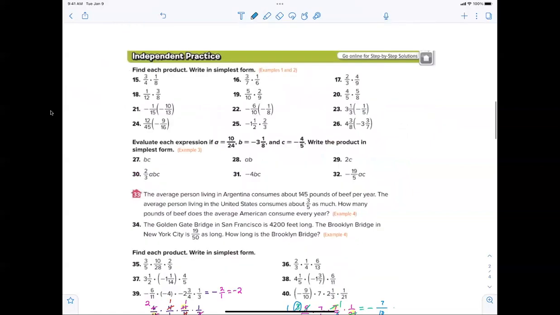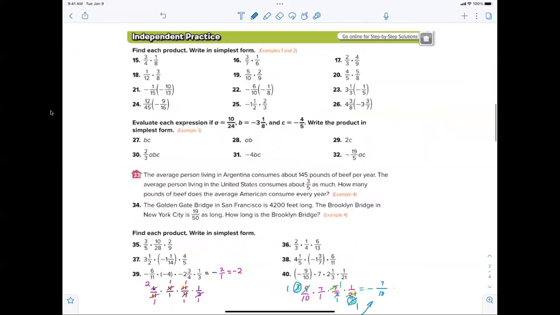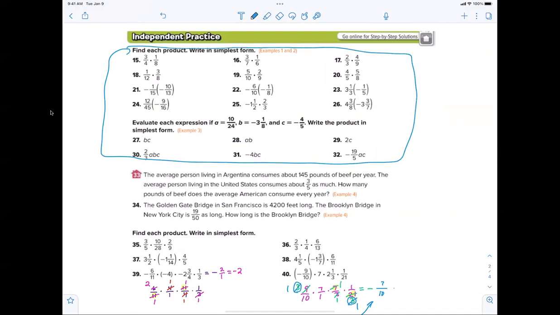So again, you're responsible for now 15 through 32. You don't do word problems. Do not do word problems. 15 through 32, and then 35 through 38, because we did 39 and 40 together.